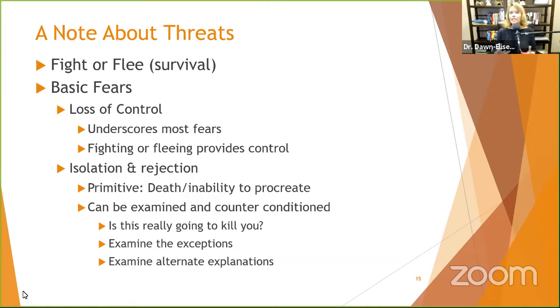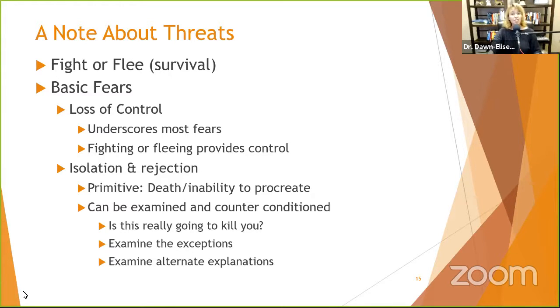And we can help clients look at how big the situation is. Is it one person that doesn't like you, or are you constantly isolated and rejected? Let's take a look at what is going on, and is this worth getting upset about? What parts are in your control and what parts are not?